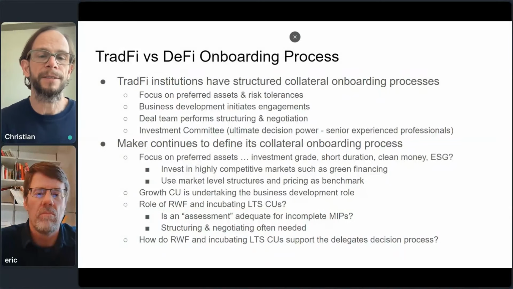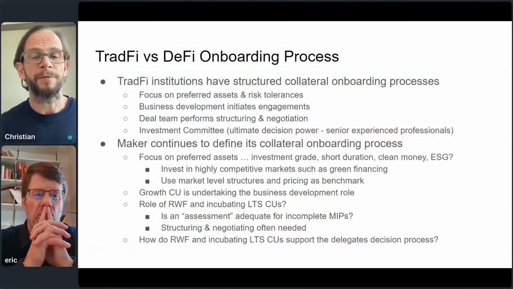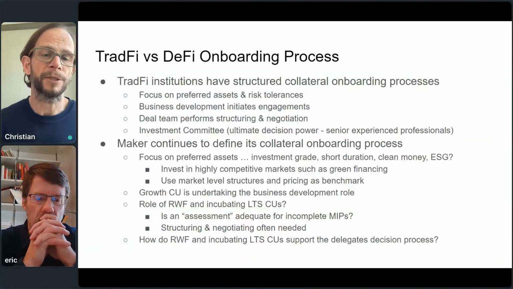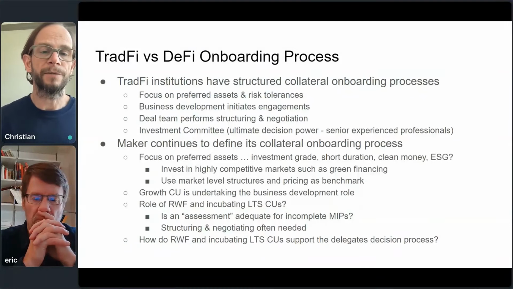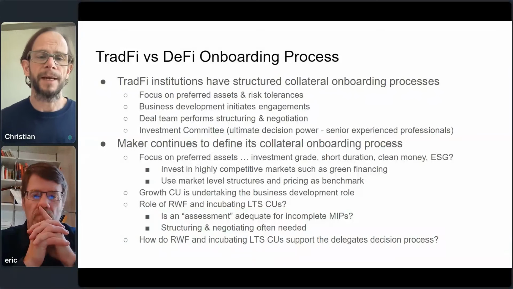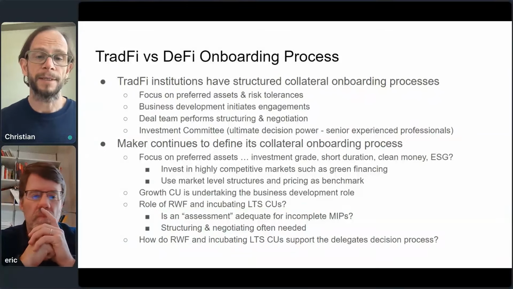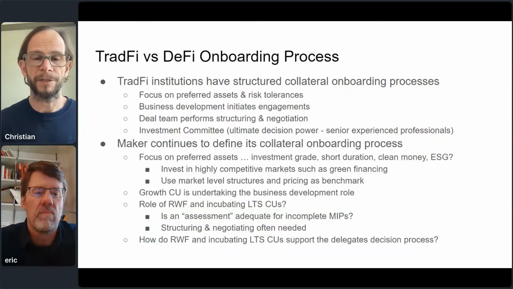Most TradFi institutions will have a benchmark against which they can review transactions. They would have a separate business development team that initiates the engagements. They would have a deal team that performs the structuring and the negotiation of the transaction. And then ultimately, they'll have an investment committee that has the ultimate decision power. That investment committee is typically comprised of senior experienced professionals within the institution.